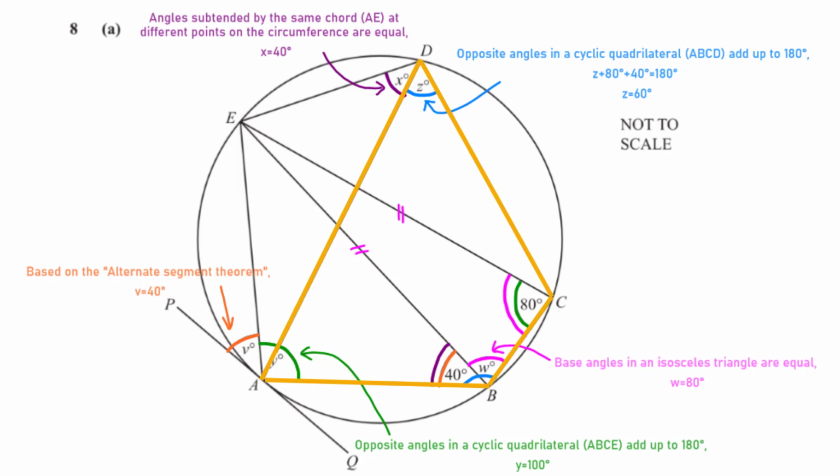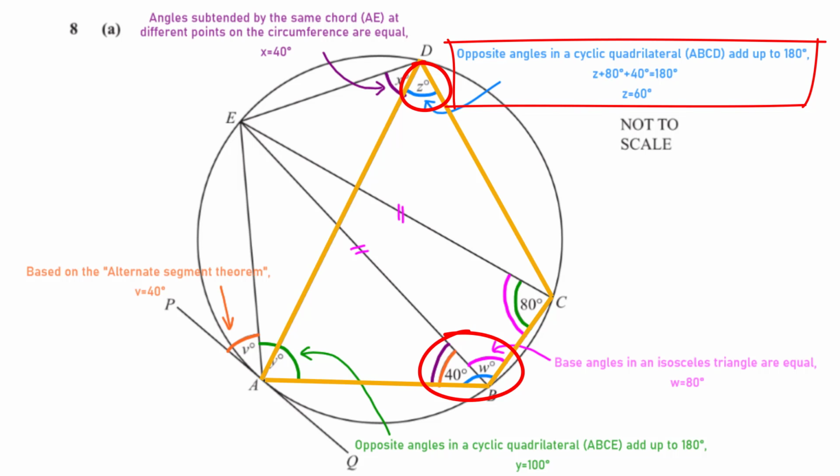ABCD is another cyclic quadrilateral. Opposite angles should add up to 180 degrees. This means Z plus 40 degrees plus W, which we found as 80 degrees, should be equal to 180 degrees. And so when we make Z the subject of the equation, we get the value of Z as 60 degrees.